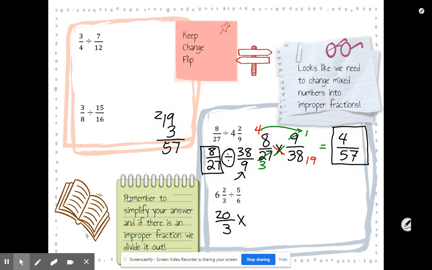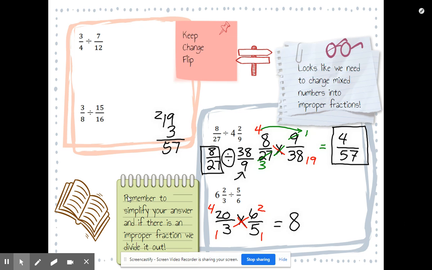Now I'm going to flip 5/6 to its reciprocal. Now I can just follow the multiplication rule. 3 and 6 both have the number 3 in common. 3 divides by 3 and you get 1. 3 goes into 6 2 times. 20 and 10 each have the common factor of 5. 20 divided by 5 is 4. So my answer is going to be 8.